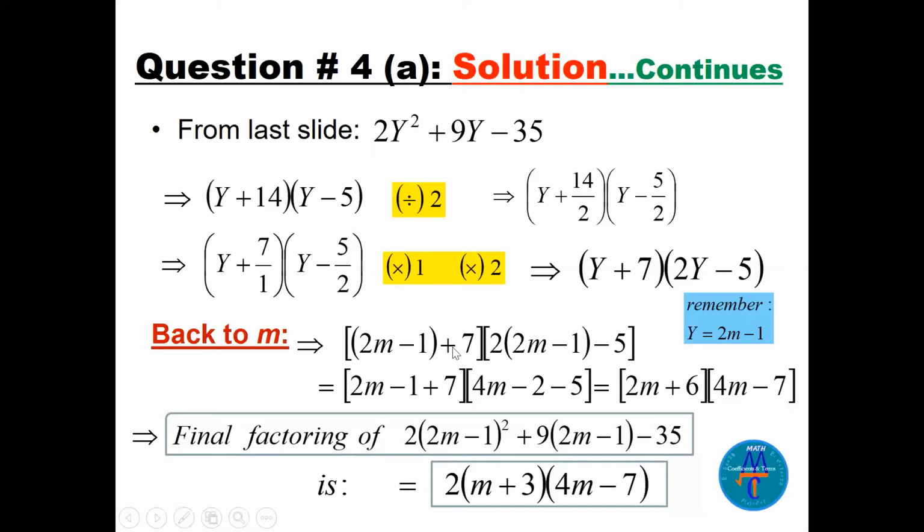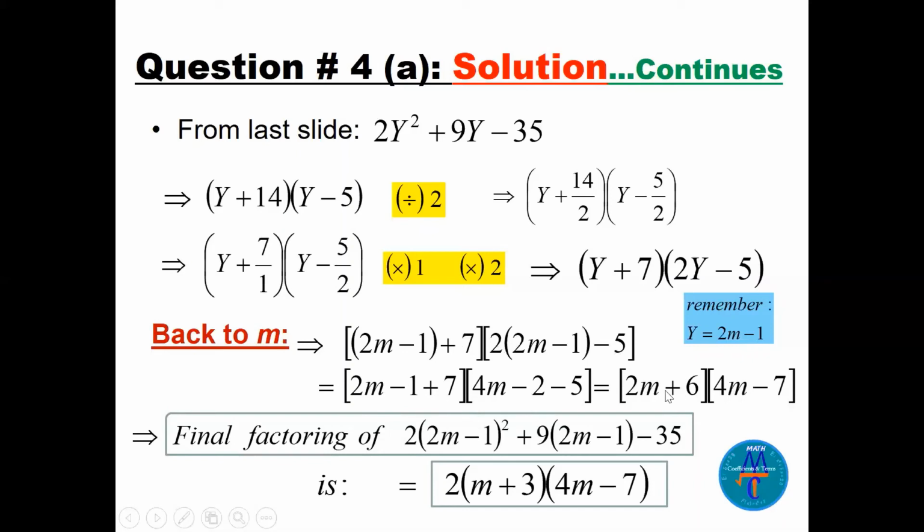Now, this one I can simplify now because nothing to multiply. 2m minus 1 plus 7 here. So it is 2m plus 6 now. Here I have to multiply first. 2 times 2m is 4m minus 2, and there is minus 5. So it becomes 4m minus 7.